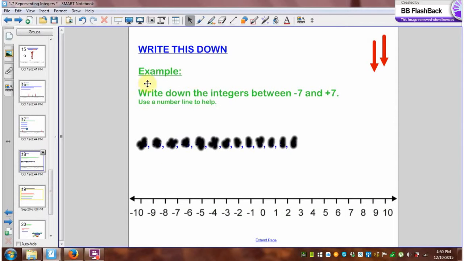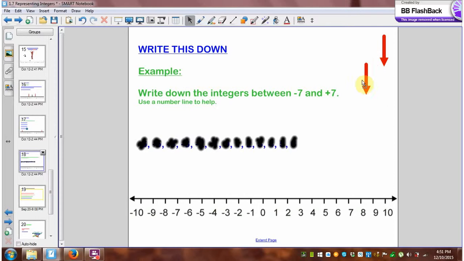Okay, so write this down. Write down the integers between negative 7 and positive 7. Use a number line to help. So write this down first before we move on. Pause and make sure you have that written down so that when we do this example, you're fully paying attention and you can follow along.